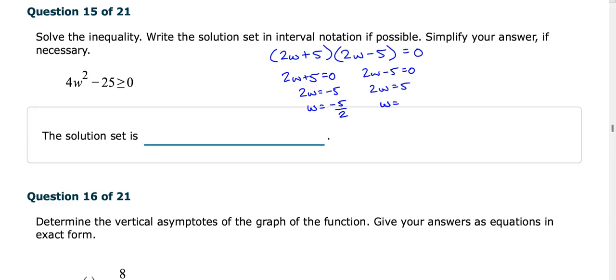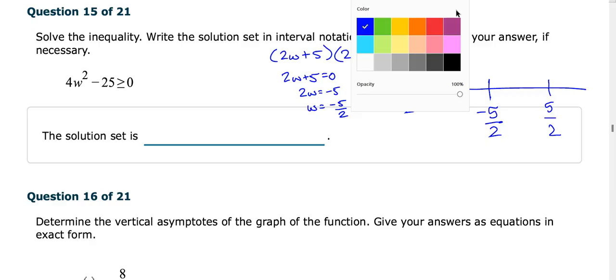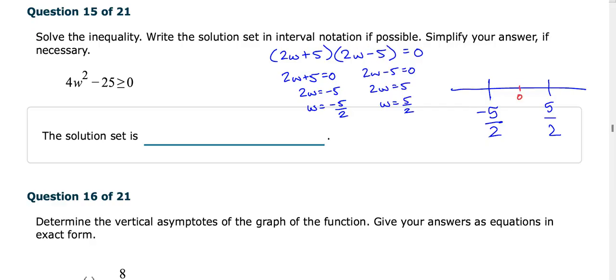If I put those two numbers on a number line, negative 5 halves and positive 5 halves, I now have 3 pieces. Here's piece 1, piece 2, piece 3. Pick a number in each one of those pieces. For example, in the middle, I'm going to pick 0. If I plug 0 into my inequality, do I get a positive number or a negative number? Well, 4 times 0 is 0. 0 minus 25 is negative 25. That's a negative number. No matter what number I pick between negative 5 halves and 5 halves, if I plug it into my inequality, I'm going to get a negative number.